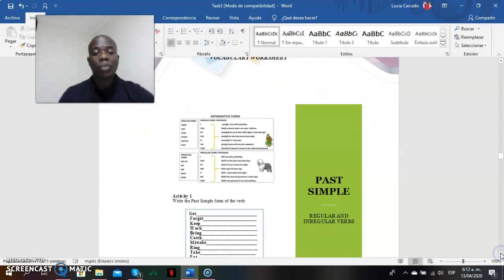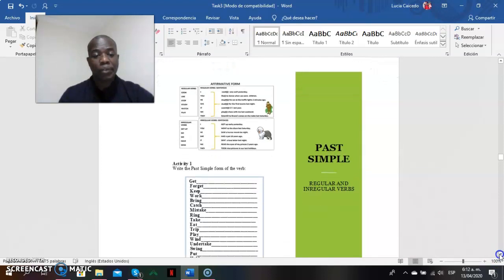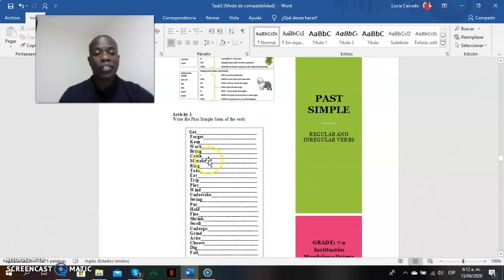And we are going to have vocabulary in the past simple, regular verbs and irregular verbs. For example, these are new words: get, forget, keep, work, bring, catch, mistake, ring, take, eat, trip, wind, understand, swing, put, hold, and so forth.